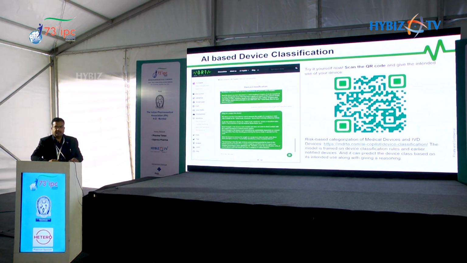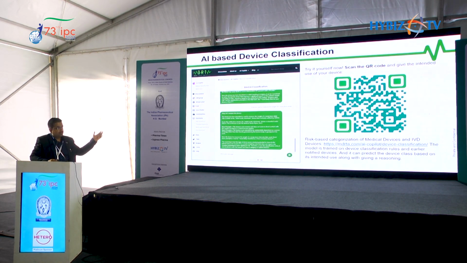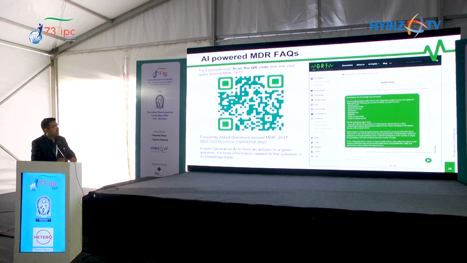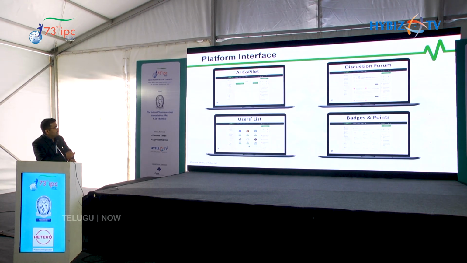This is the platform we have created. It has AI Copilot, and you can scan the QR code, register on it, and start using it free and try asking questions about classification of a device. Just give the intended use of the device to the platform, and it will analyze the previous notified devices and rules in MDR and give you a probable class of your device. Similarly, it will tell you about other questions related to compliances and related to regulatory affairs of MDR 2017. So this is how the platform looks like on web. It is both web and mobile compatible.